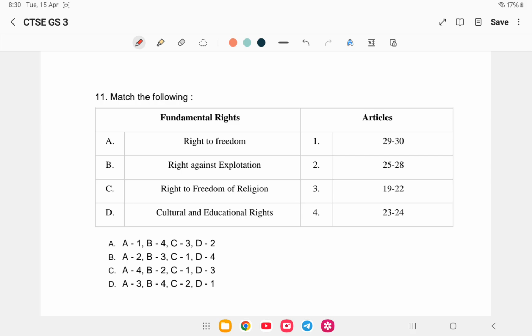Next question. Match the following: right to freedom, right against exploitation, freedom of religion, and cultural and educational rights. So first of all, right to freedom. Right to freedom is Article 19 to 22, that is right to freedom of speech and expression, the right to form association. Right against exploitation, like child labor or human trafficking, is prevented. So it will be 23 to 25.